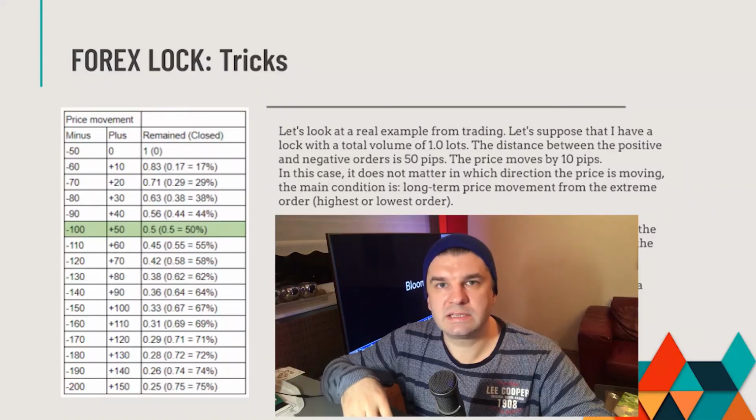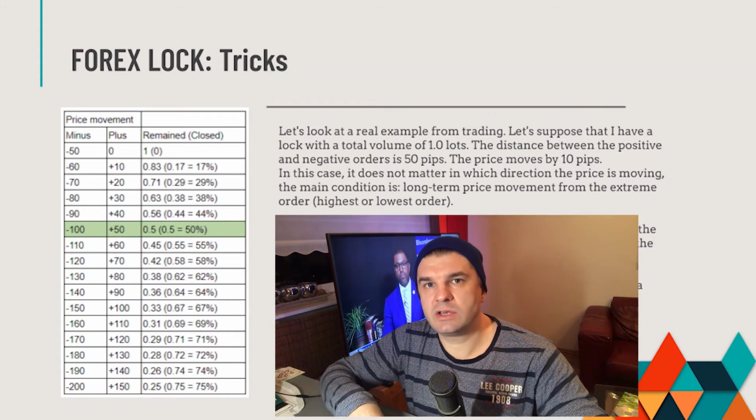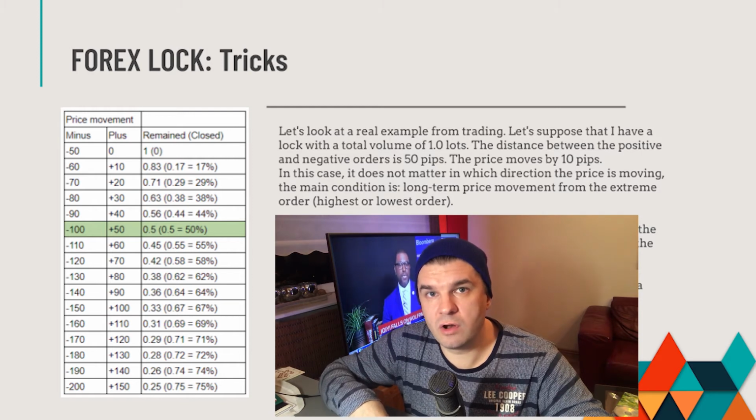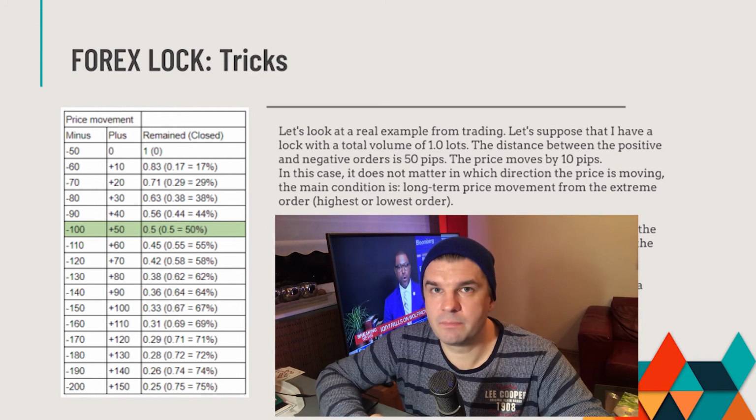Do you think that 50% of negative volume is the maximum amount that can be reduced? Write in the comments what you think. Let's look at a real example from trading. Let's suppose that I have a lock with a total volume of 1.0 lots. The distance between the positive and negative order is 50 pips.